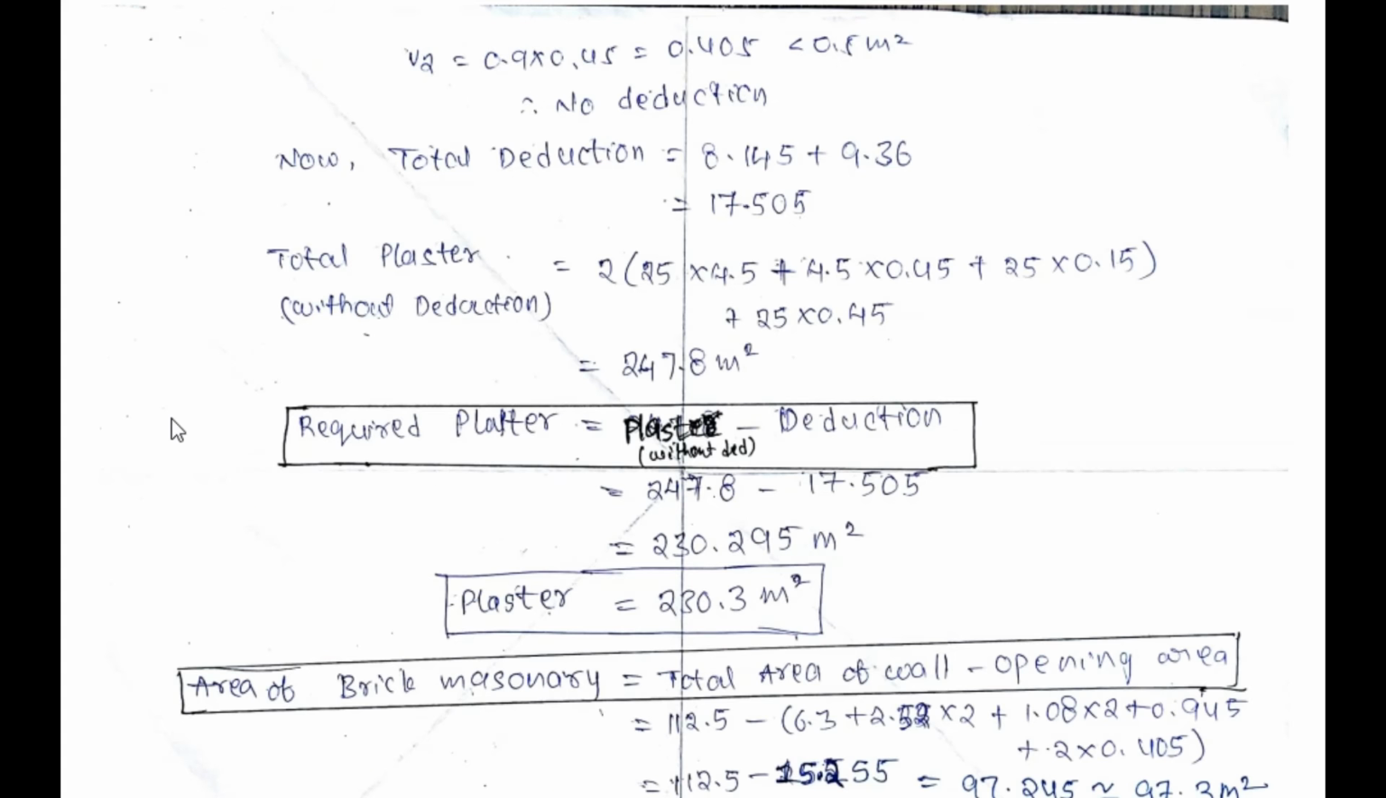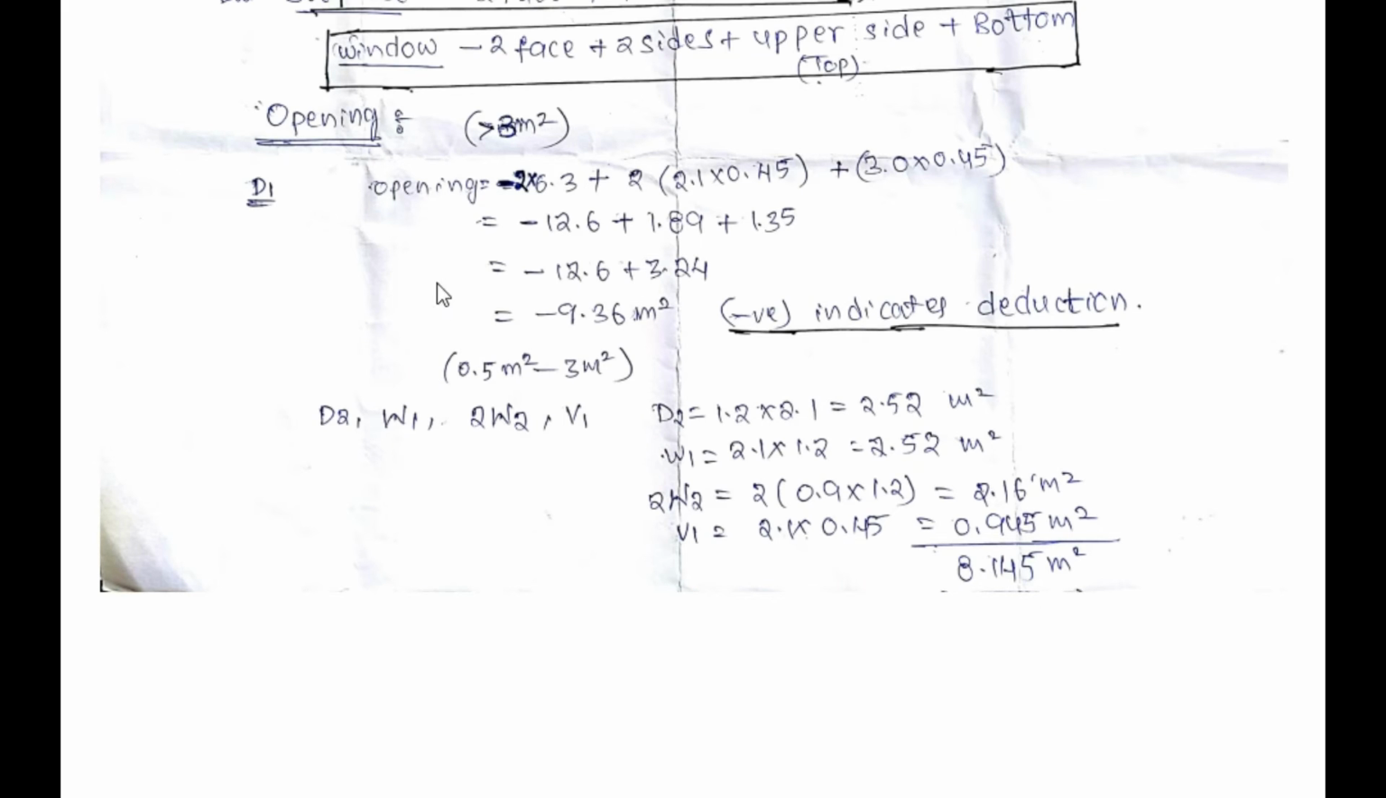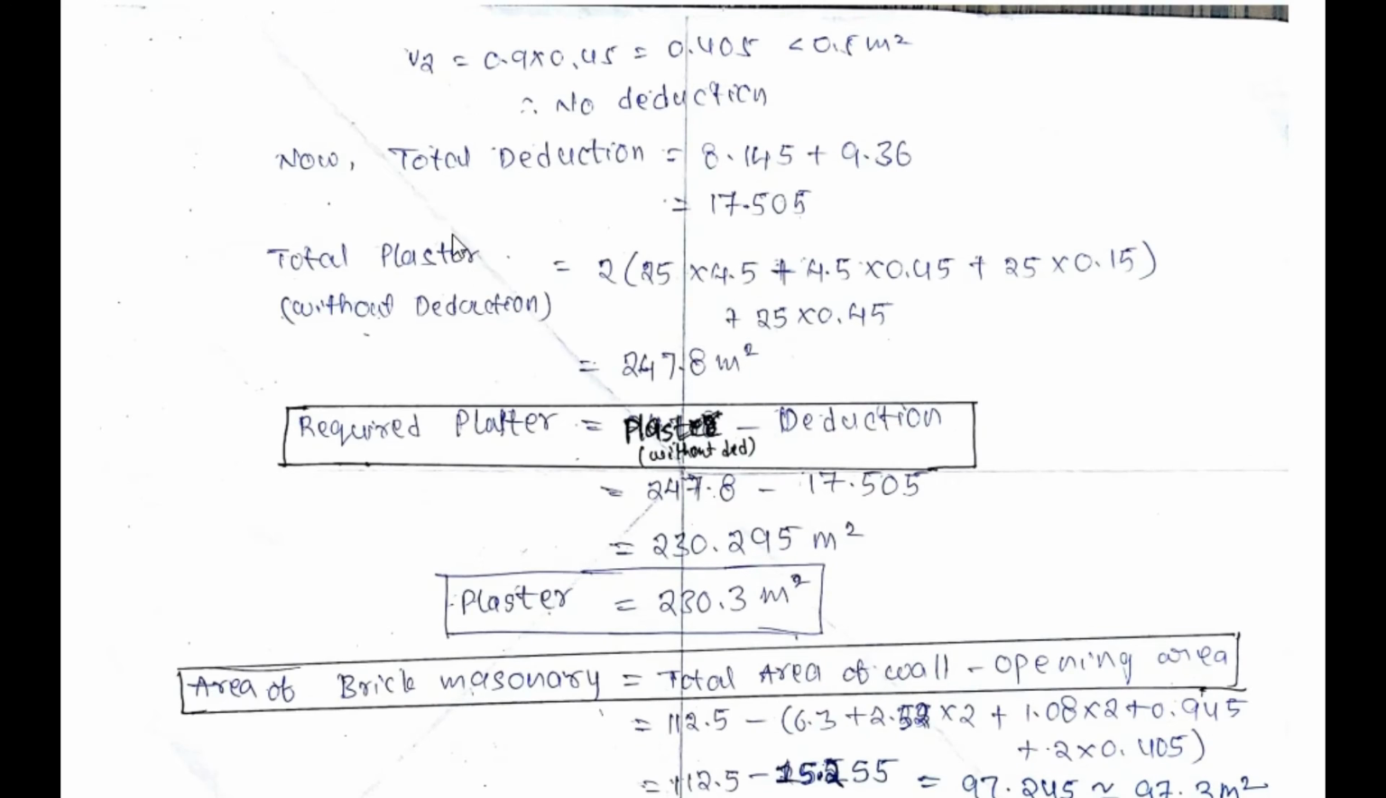Okay, now let's sum up the total deduction, which is 8.145 plus 9.36. Add these two values, and you will get 17.505. Now let's calculate the area to be plastered without deduction. After calculating this, we will subtract the deduction area so that we get the exact area to be plastered.